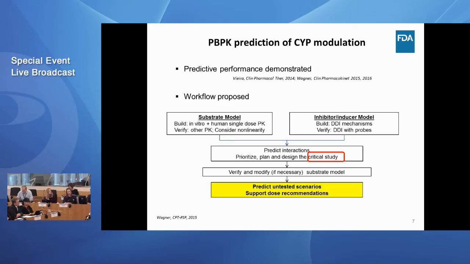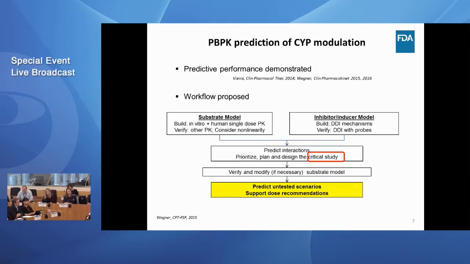And briefly, this workflow starts with construction and verification of both substrate model and modulator model, and there are some detailed aspects that one has to pay attention to. And then one can conduct initial simulations in the absence of any in vivo DDI finding, and use the simulation to prioritize, plan, and design the critical study. So for this box, you can imagine it's similar to the case where there's a medium impact or low impact, as the EMA colleagues have put into the guidance.